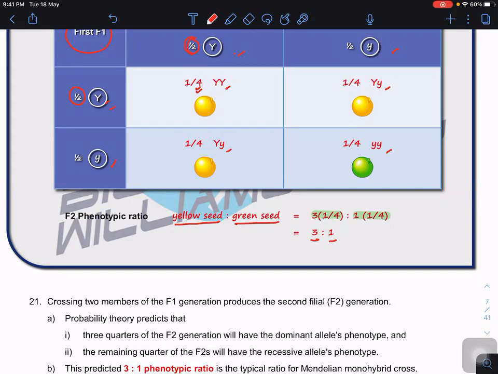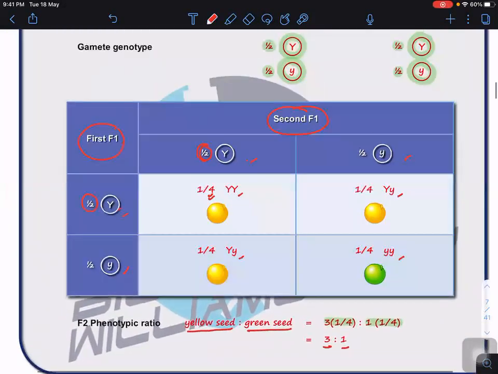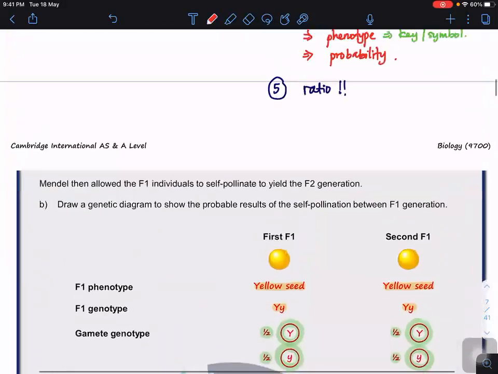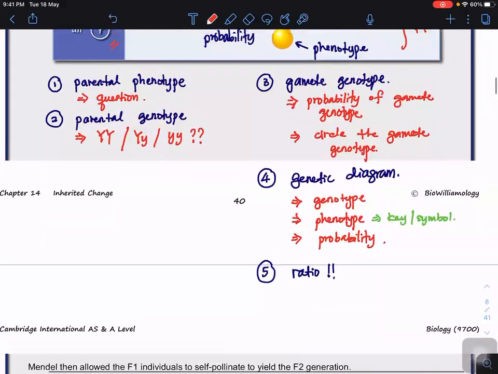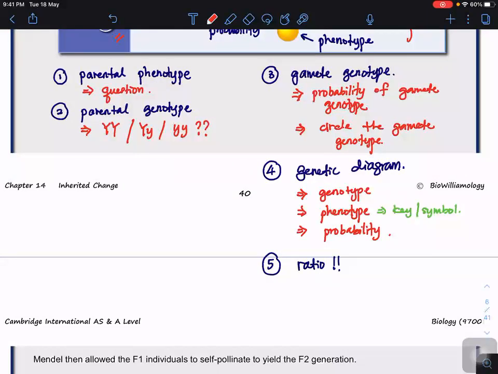So again, this is the whole process. I want to summarize again, very, very important. Parental phenotypes you can always get from the question, because the question tells you what we want to cross. From the question, you get the parental genotypes, and from the parental genotypes, you get the gamete genotypes. From here, you find the probability of the gamete genotypes. And very important, you need to circle the gamete genotype.